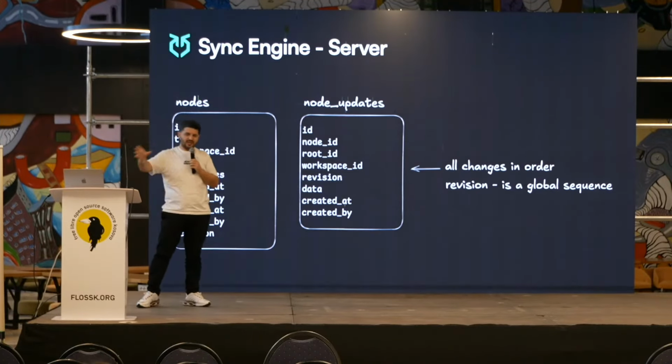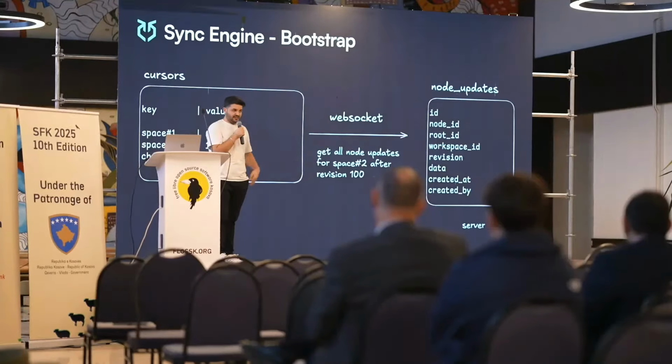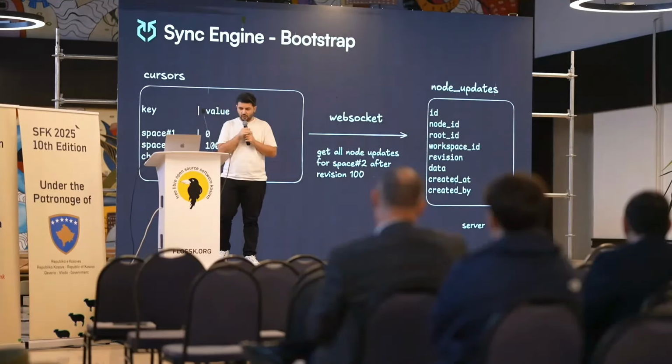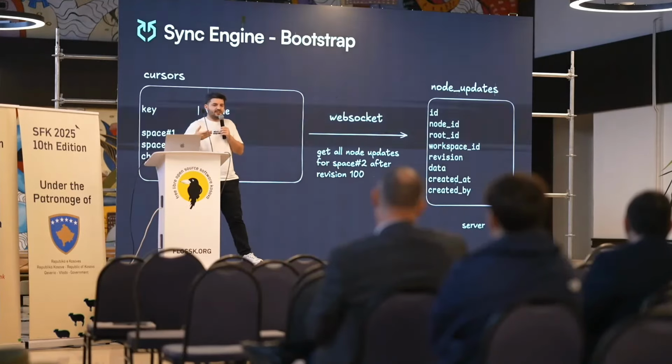Okay, so we discussed how we handle changes when they happen in real time. So what happens the first time? Let's say you are using a desktop app, but you deleted everything in your app, or you got a new computer, and now you want to have all the changes on your desktop. How do we make sure that you have all the changes?